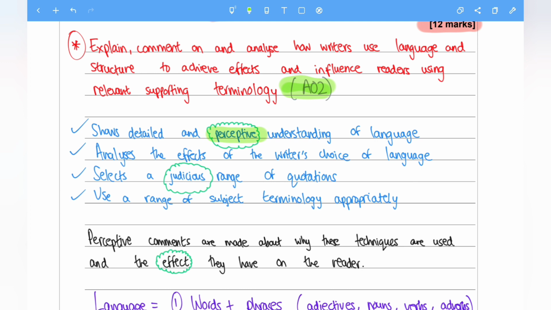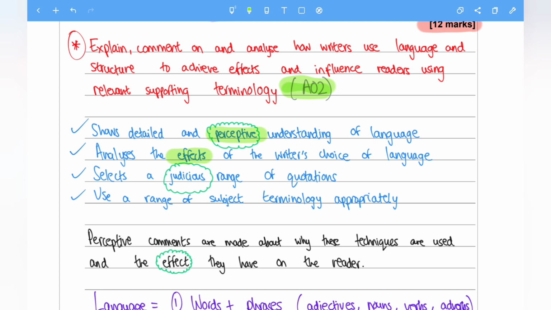Secondly, analyzes the effects of the writer's choices of language. This is very important. If you're aiming for the higher marks, you need to focus on the effects of language. So what is the impact of the language used? Whether it's using an adjective, whether it's using a simile, whether it's using a metaphor. You need to explain in detail what the effects are. So don't just say it makes the reader interested. Okay, that is not showing detailed understanding of the text.